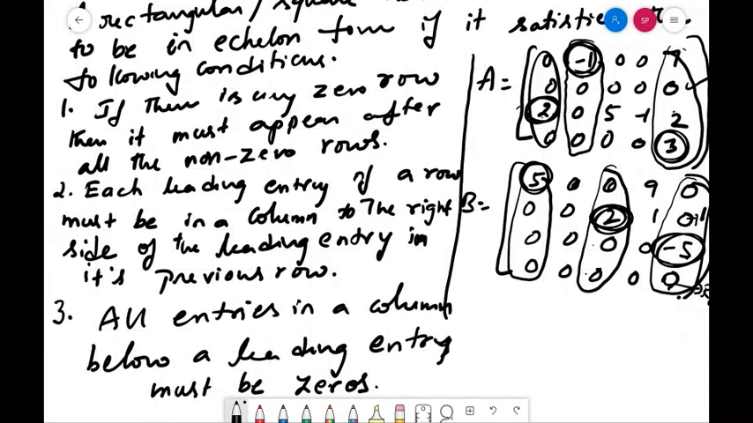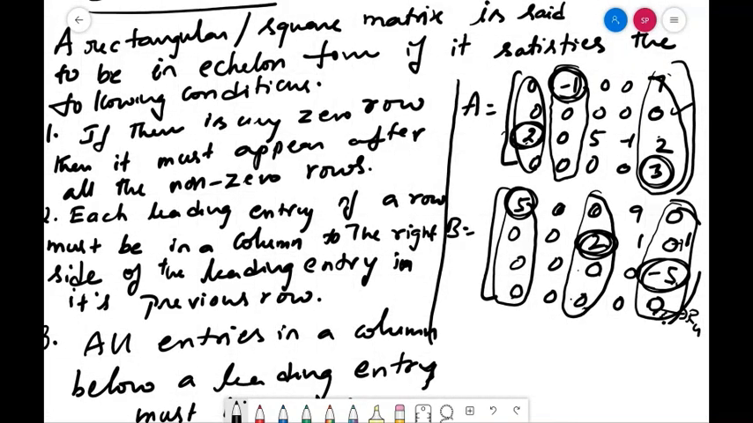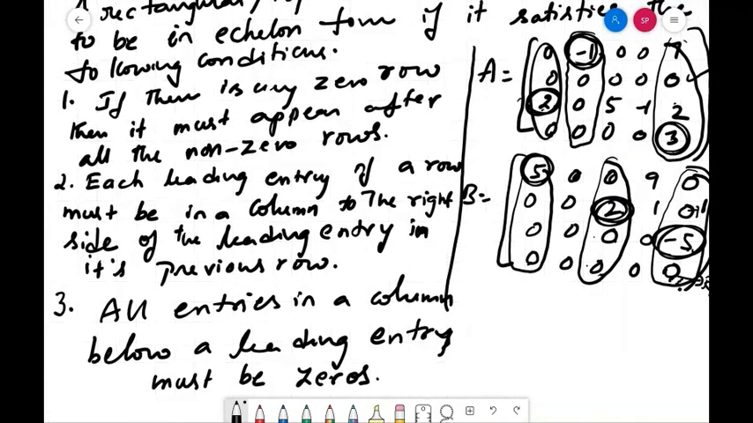So it is satisfied. Then condition 3, all entries in a column below a leading entry must be zeros. So below a leading entry, 5 is leading entry, others are zeros. 2 is leading entry, after that they are zeros. Minus 5 is leading entry, after that zeros. Right? Even A is also satisfying condition 3. 2 is leading entry, after that 0. And this element minus 1 is leading entry, all are zeros. And next leading entry is a 3. There are no elements after that. So if any matrix satisfies all these 3 conditions, then it is said to be in echelon form. So here we have matrix B is in echelon form.